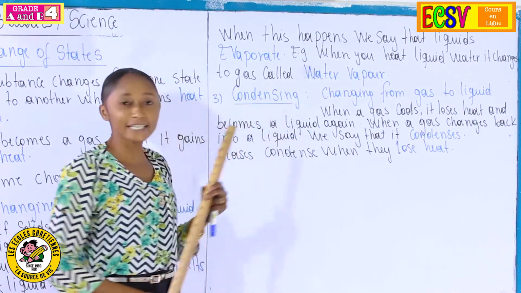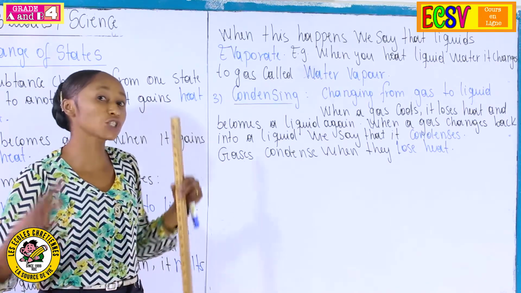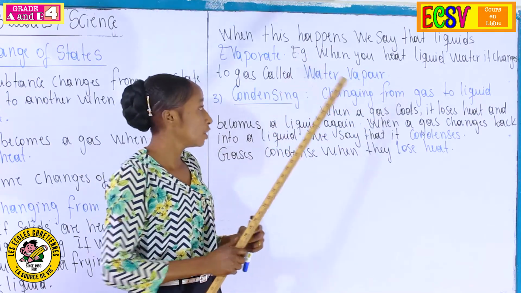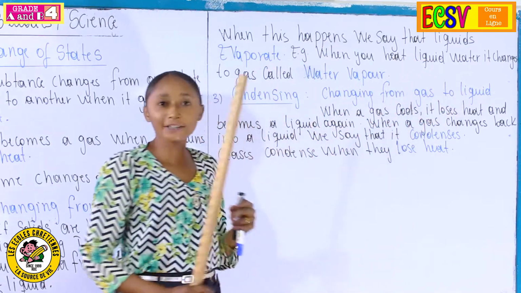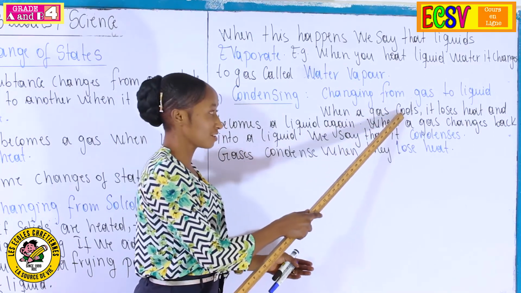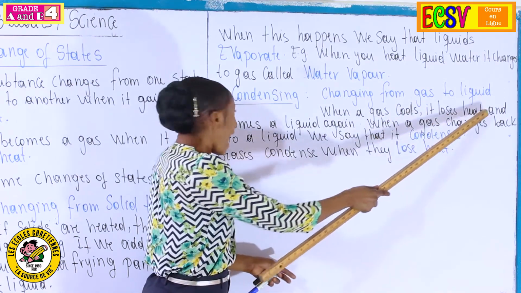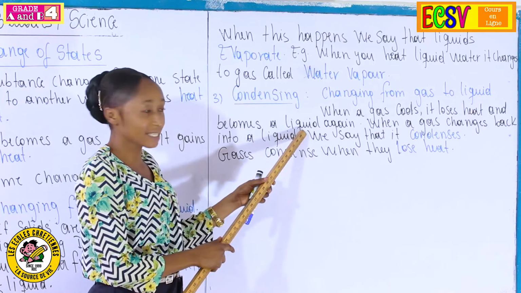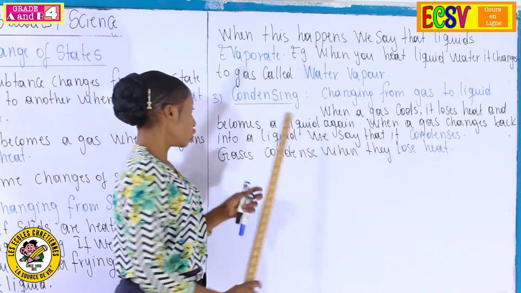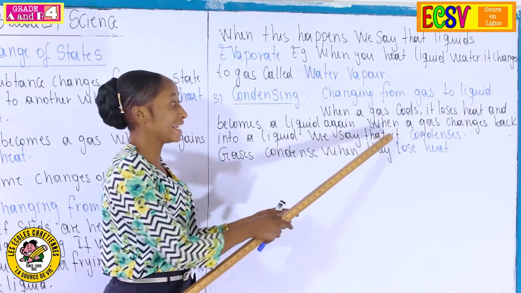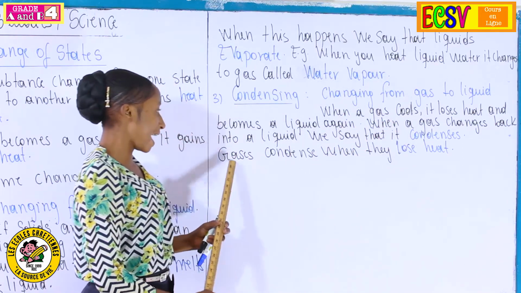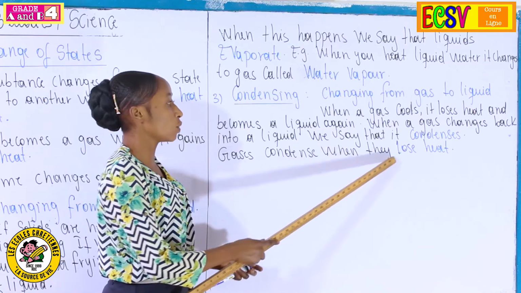Condensing. What does it mean? Condensing means to condense. It is the changing from gas to liquid. How does it happen? When a gas cools, it loses heat and becomes a liquid again. When a gas changes back into a liquid, we say that it condenses and it becomes a liquid. Gases condense when they lose heat.